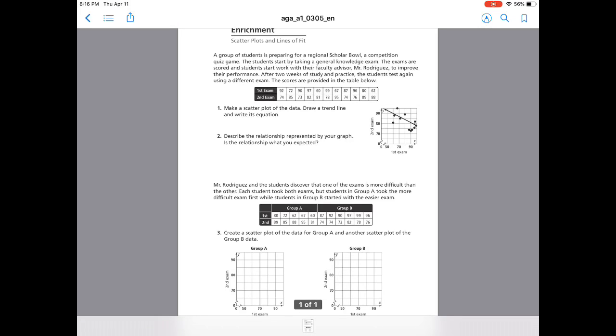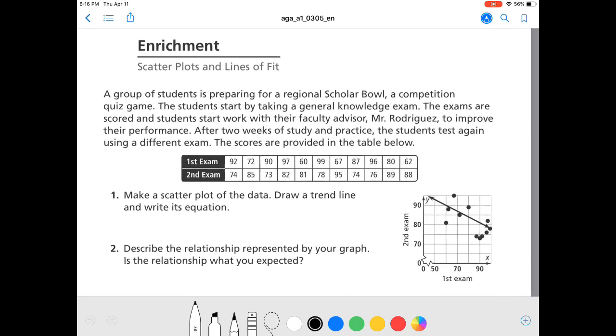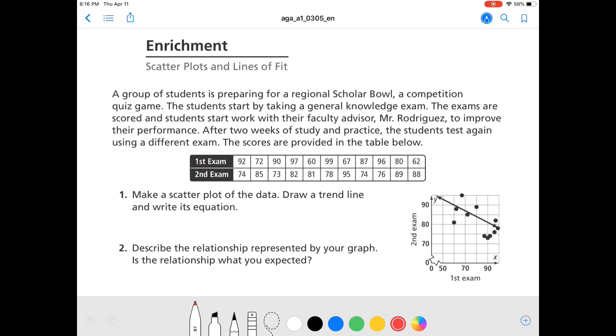So the next worksheet we're looking at is this enrichment one for scatter plots and lines of fit, the second page in your packet. So now we're going to apply some of those definitions and some of those things that we've been doing. So we have a group of students preparing for a Regional Scholar Bowl, a competition quiz game. The students start by taking a general knowledge exam. The exams are scored and the students start to work with their faculty advisor, Mr. Rodriguez, to improve their performance. After 2 weeks of study and practice, the students test again with a different exam. The scores are provided in the table below.